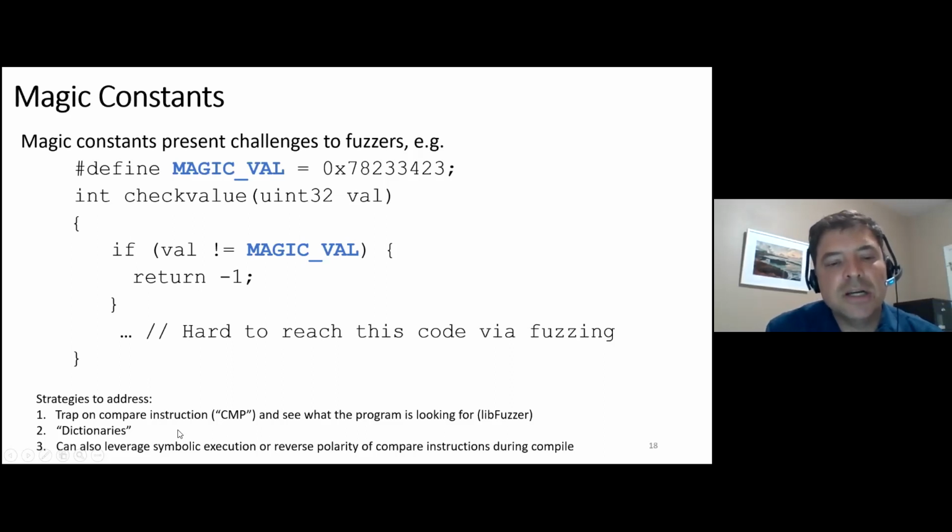Previous to that, there was a concept called dictionaries, where the user could create a text file with all of these magic numbers that might be useful to the fuzzer, and the fuzzer could pull from there as needed to see if it could sub in a value that would get it past this if condition. That works, but it requires more tester time, so it's not necessarily as optimal as just trapping on these compare instructions. And there are more advanced techniques like using symbolic execution, basically SAT solvers, to figure out what you would need to apply to get past some of these statements. So there have been different approaches to deal with this problem over time.